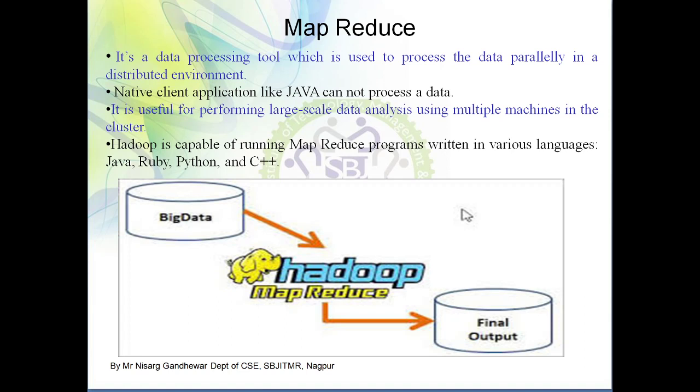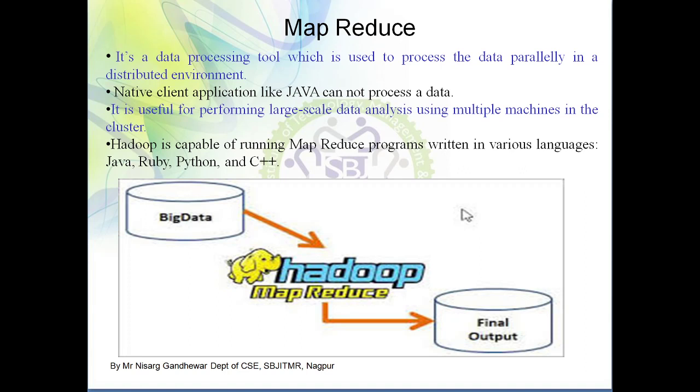So why MapReduce? Why do we need MapReduce in a Hadoop framework? The thing is that your data is present at multiple locations. You have one big data file that is divided into a number of sub parts, and that is present at multiple locations. In order to process data present at multiple locations, a native client application like Java is not suitable. A native application like Java is not able to process data in a distributed environment.